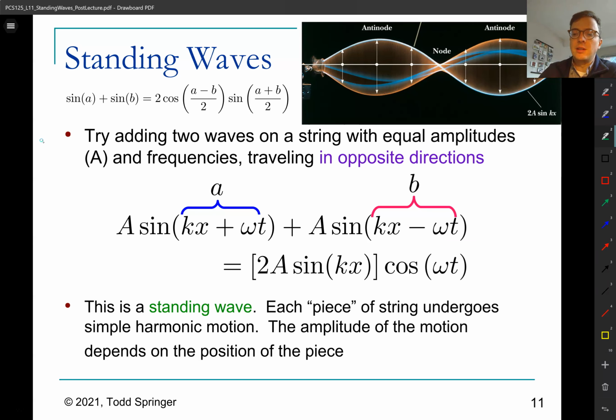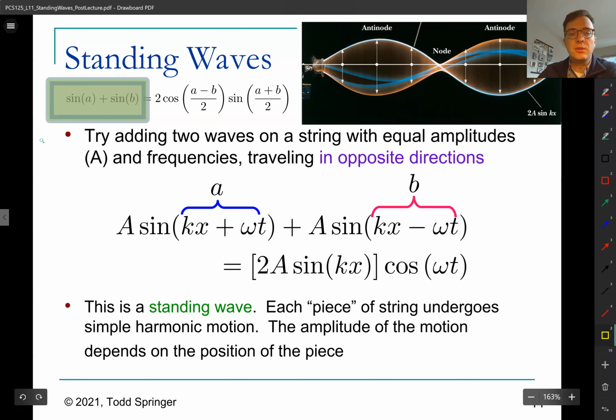Okay, so this is exactly the form here: addition of two sine waves. Let me call A the thing inside of the first sine wave and B the thing inside of the second sine wave.